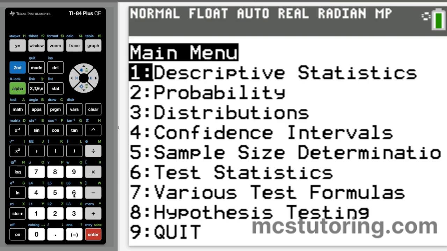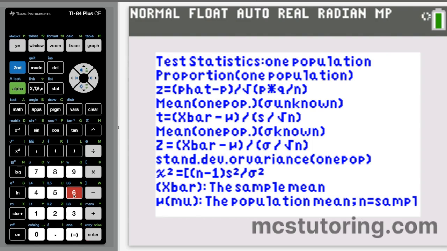Okay, then 6 is test statistics. For 1 population, the proportion test statistic is z equals p hat minus p, divided by the square root of p times q divided by n. Again, p is the probability it happens and q is the probability it doesn't happen. For the mean for 1 population, where sigma is unknown, t is x bar minus mu divided by s divided by the square root of n.